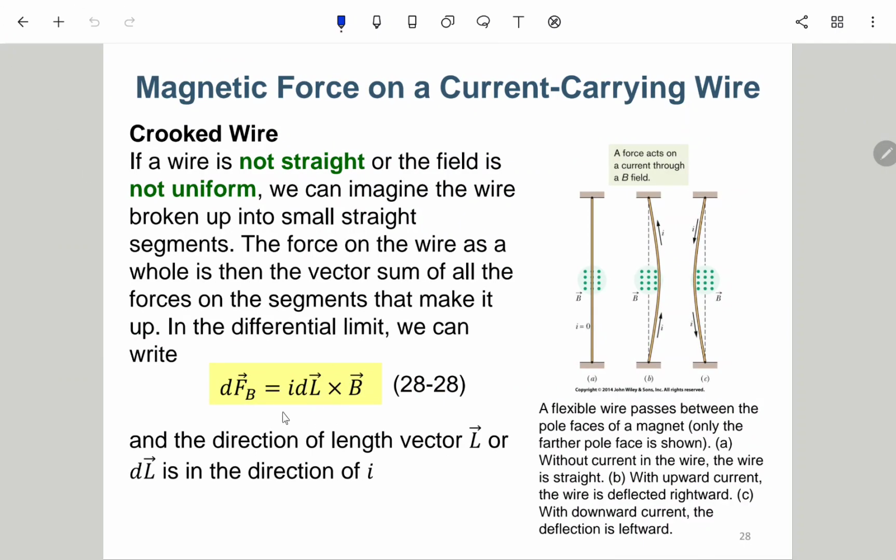In this formula, if a wire is not straight, or if a B field is not uniform, then you can just separate the wire into many small segments, and apply dF_B equals I dL cross B for each segment, and then finally you add all these F_B together so that it is the total force acting on the wire. So if a wire is not straight or the field is not uniform, we can just use this procedure, simply like how we find the E field for a continuous charge distribution.